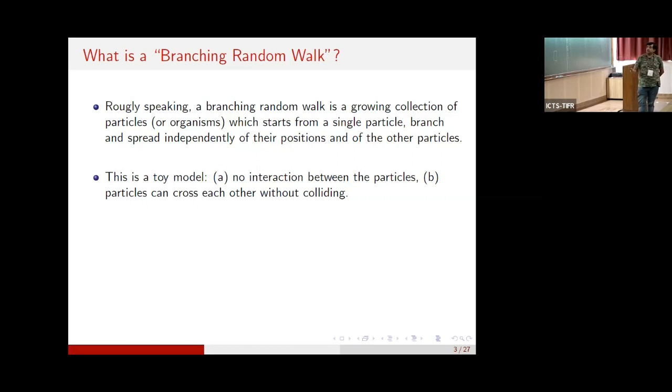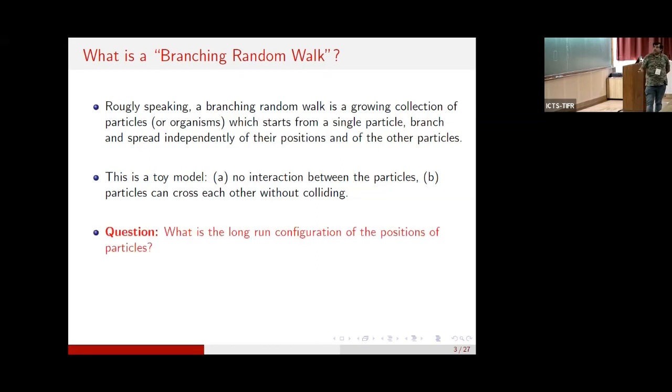Now this is the toy model, and we are not going to allow any interaction between the particles. The particles are going to move, but they're not going to interact at all. And we'll also assume that they can cross each other without colliding. The particles will move in a line, but you can think of them as moving in a very thin strip, so they can cross each other without colliding.